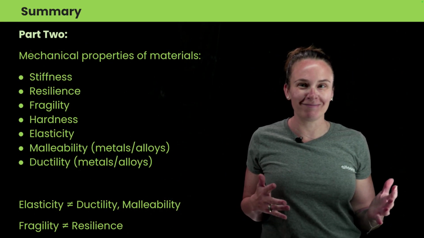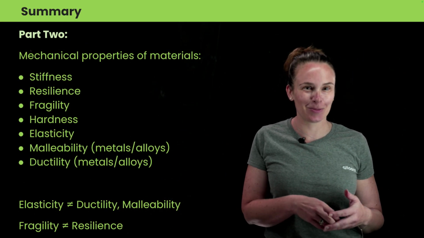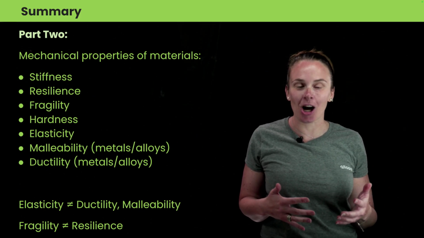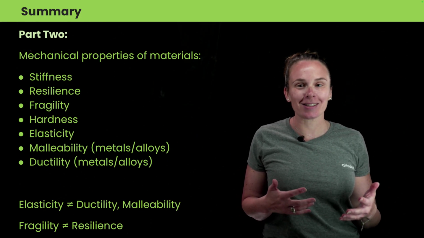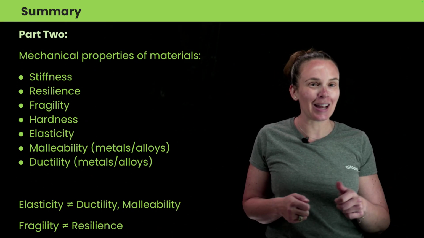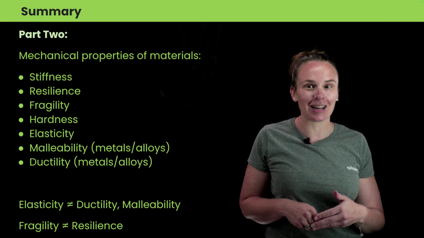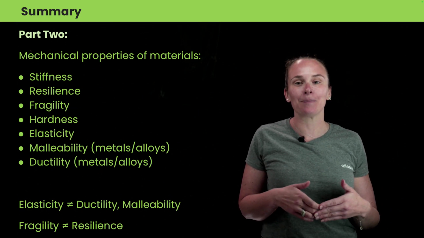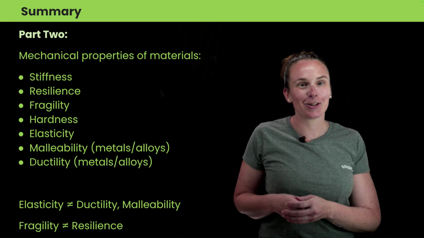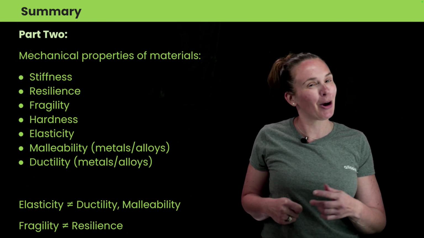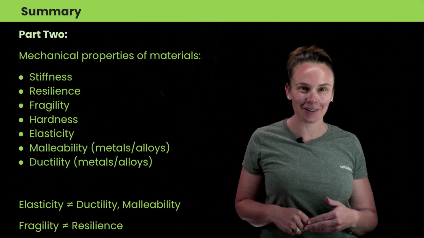So there you have it, our 7 mechanical properties of materials, all listed here. Just keep in mind that some of them are exact opposites of each other. So elasticity is the exact opposite of ductility, remember stretchability, and malleability, which is bendability. And then you also have fragility, which is the opposite of resilience. So just keep those in mind when you're studying for your next test. And if you haven't seen part 1 yet, I suggest you go have a look.